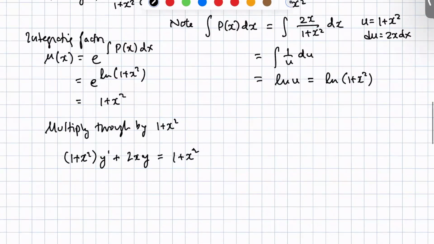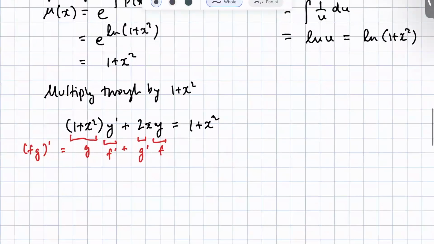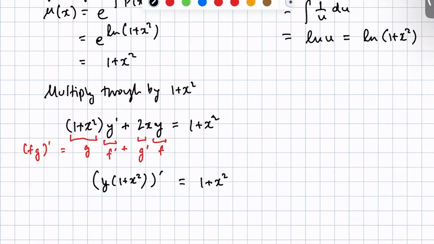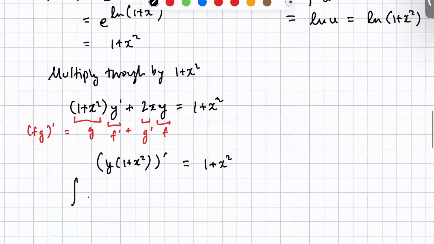Now let's just take stock. Let's call this f. Let's call this g. Here's f prime. Here's g prime. And this is the result of a product rule. So we can contract all of this to f, which is the y, times the g, which is 1 plus x squared, and this gets differentiated, and that's equal to 1 plus x squared. Let's integrate both sides. The integral of y times 1 plus x squared, prime, dx is equal to the integral of 1 plus x squared dx.